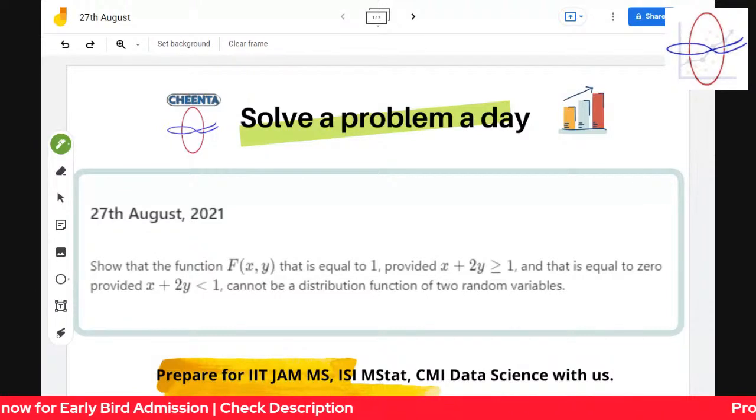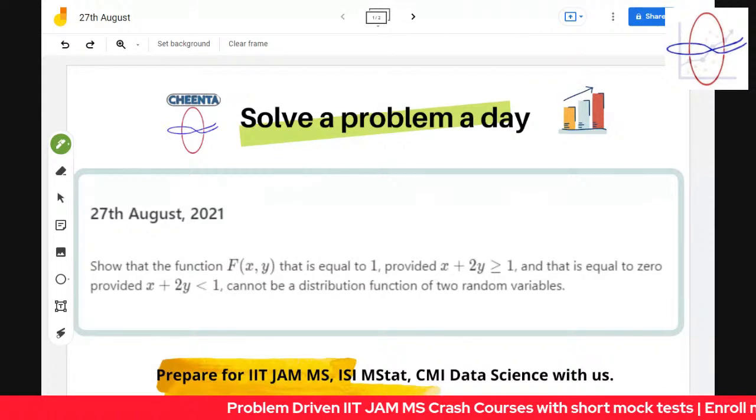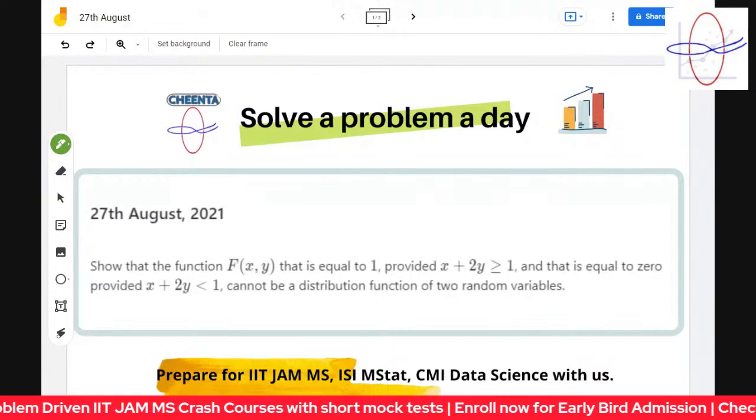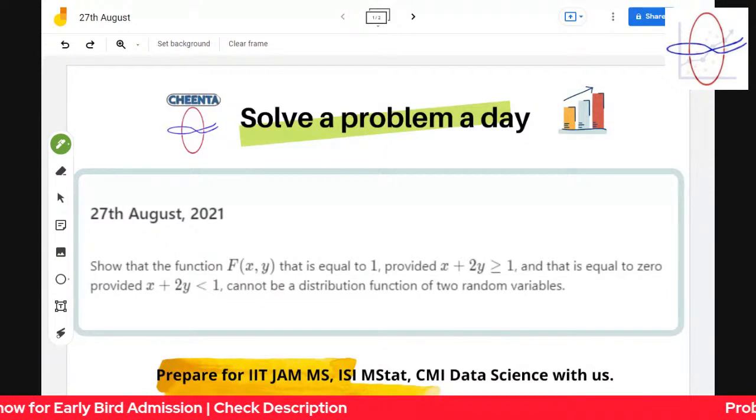Solve the problem today. If you have not solved the problem, please pause the video, solve the problem yourself, and then come back here to see the solution. This is done to make your problem-solving skills a bit better every day, 1% better every day. That's what our aim is at Cheenta. So let's get started, guys, and let's see the problem.